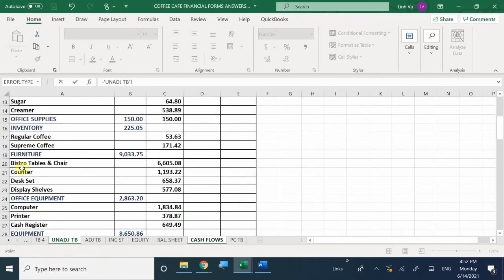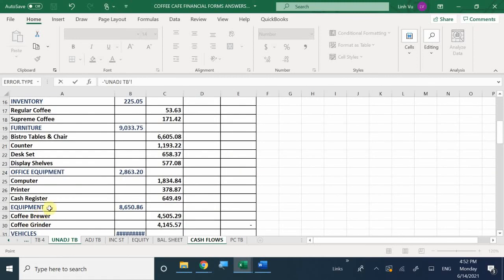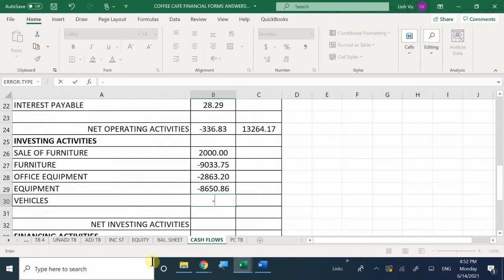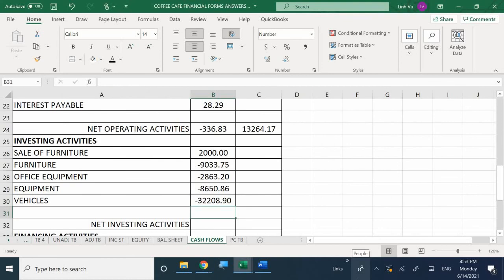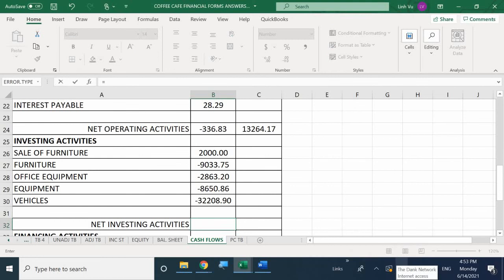All right. What was my total equipment? Minus 8650.86. And lastly, what was the total amount for my truck? 32,208.90. So in this case, what was my total right here for my investing activities?